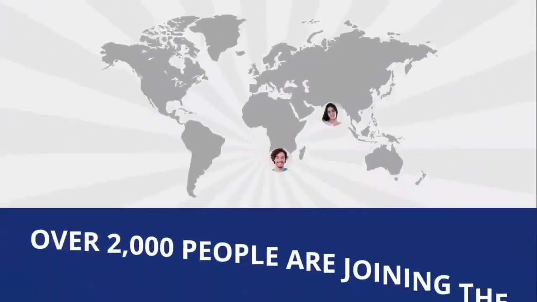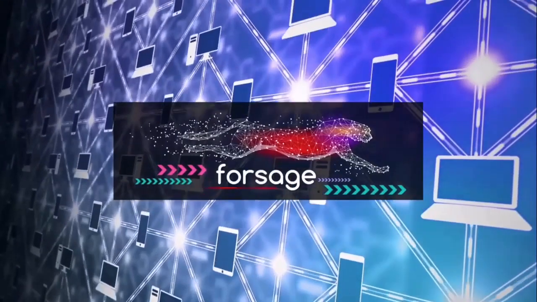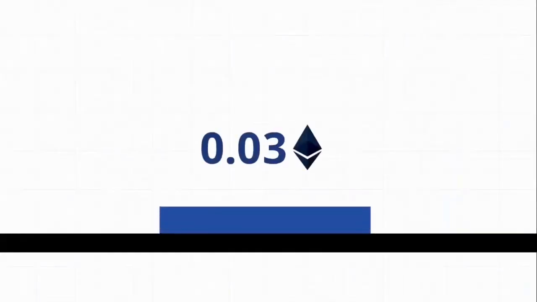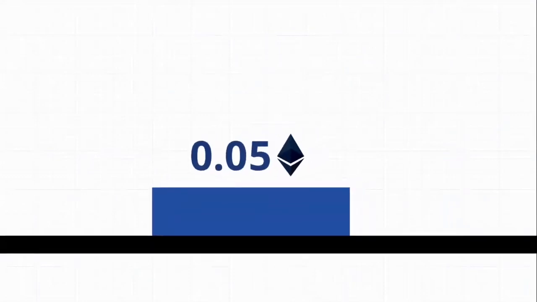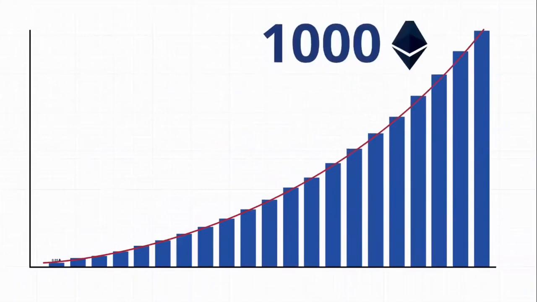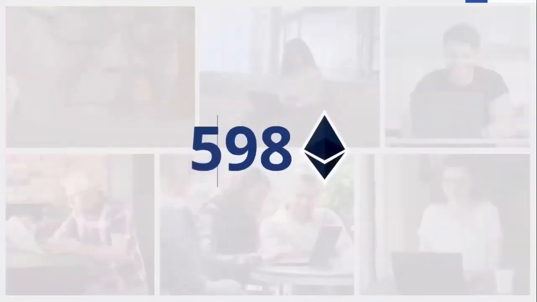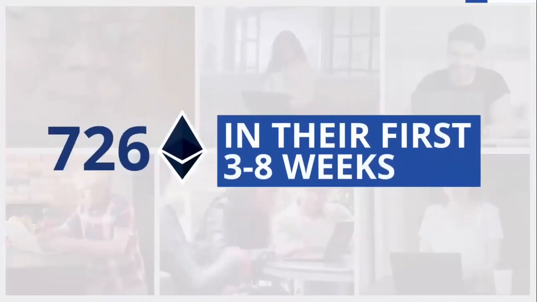Right now, over 2,000 people are joining the Forsage project worldwide every single day. With Forsage's decentralized project, you can get started with as little as 0.5 Ethereum, and the income potential is literally unlimited. You can earn even 1,000 Ethereum or more. Since February 2020, Forsage has helped thousands of people earn Ethereum, and some have earned hundreds of Ethereum in their first 3 to 8 weeks of getting started.